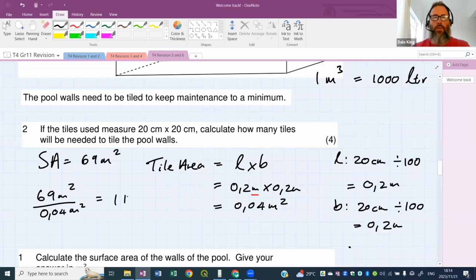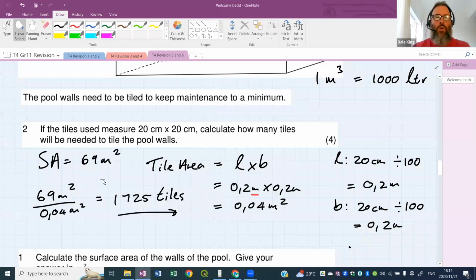1725 tiles. That's a lot of tiles. Well, tiles are about that wide and that long. It's quite a big pool. Yes. All right, so this is our final answer here. This is how many tiles.